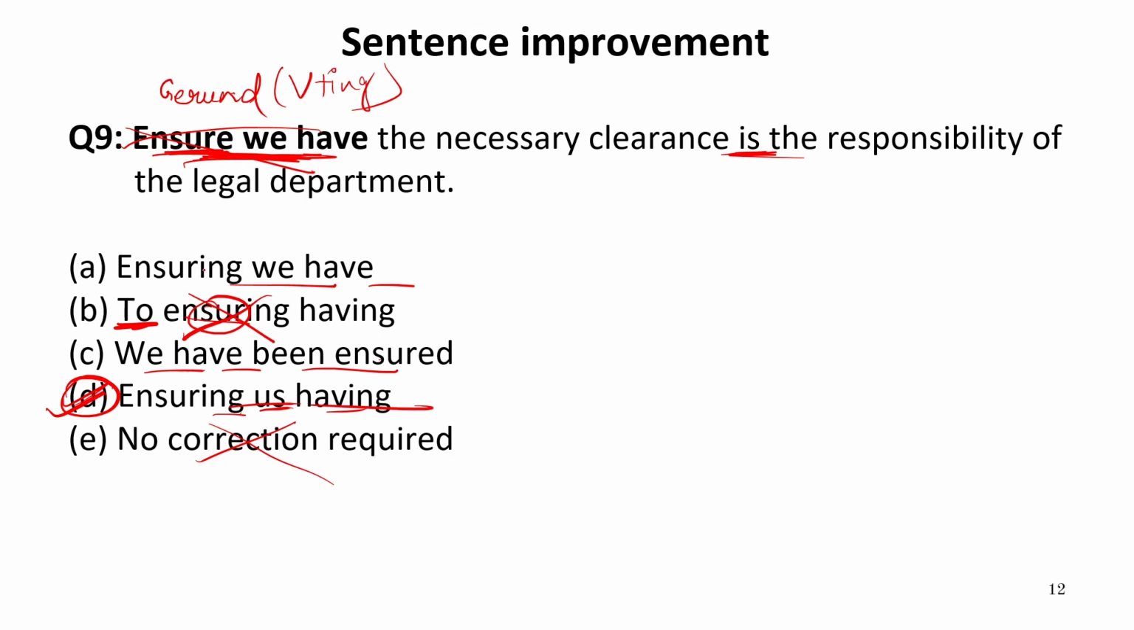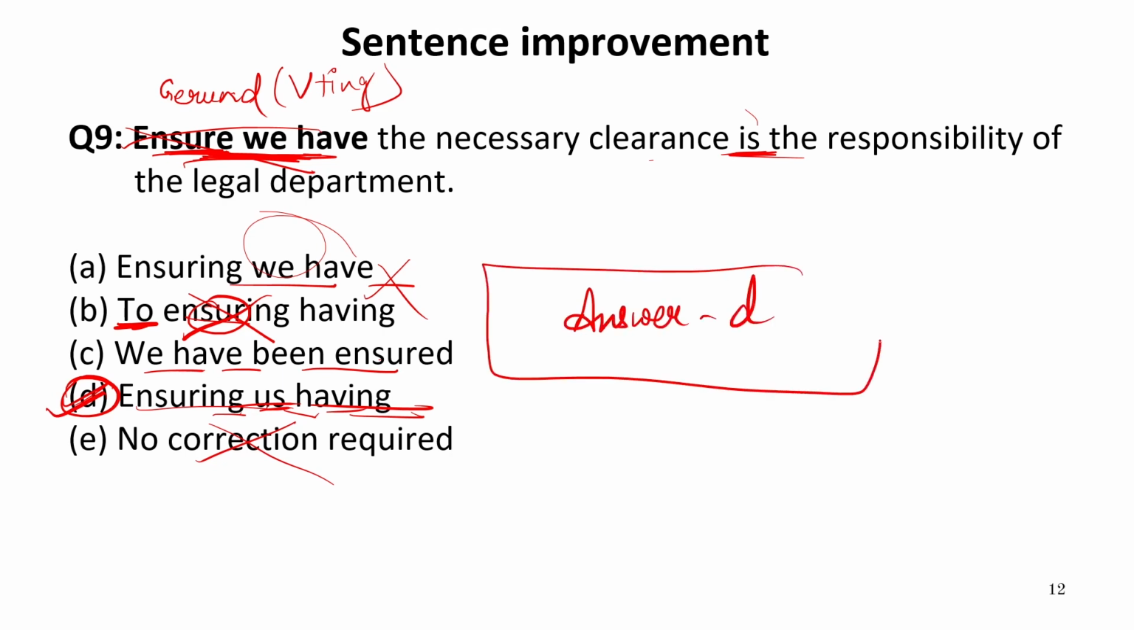Now, if I write this, ensuring we have the necessary clearance is the responsibility. This phrase is also not correct. The correct phrase is ensuring us having the necessary clearance. So, this is the gerund which we require. So, our answer is D. This is the absolutely correct answer. Now let us move to the next one.